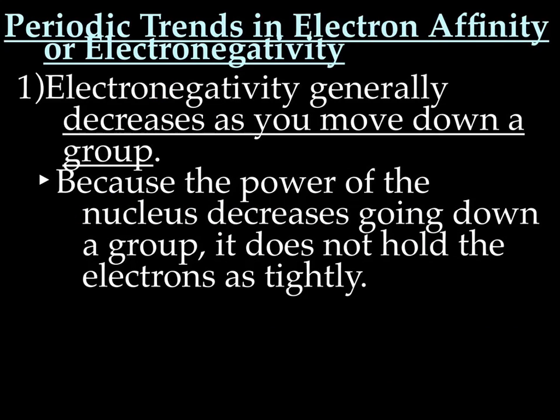Okay. So now let's talk about the periodic trends in electron affinity or electronegativity. Again, remembering that electronegativity is basically the ability to steal electrons, okay? So who's better able to steal electrons? Strong atoms. So as you move down a group, electronegativity, or the ability to steal electrons, decreases. Why? Well, the power of the nucleus decreases. Remember, as you go down a group, you're adding more energy levels, more shields, blocking the outer electrons from the nucleus, so the electrons are not held as tightly.